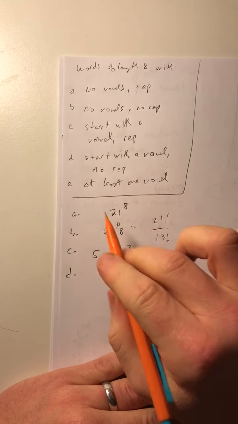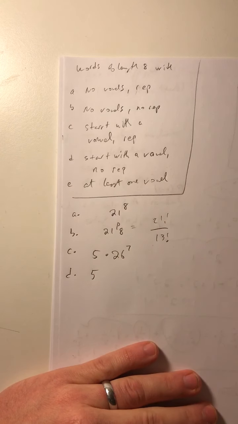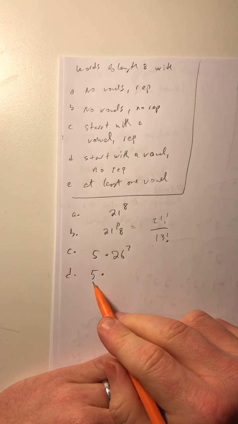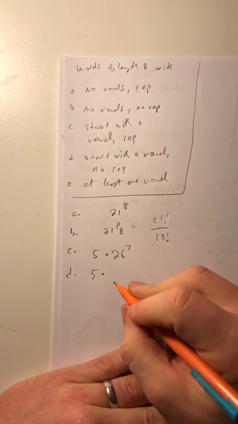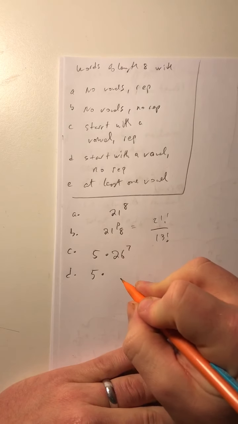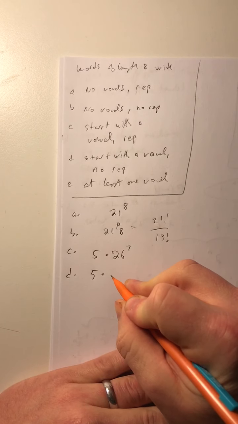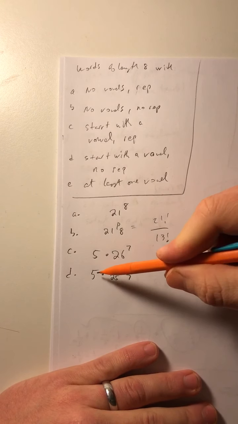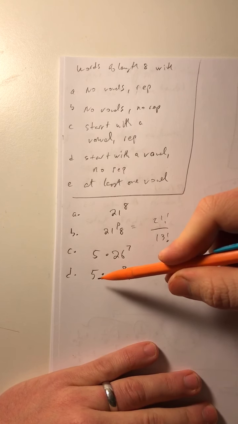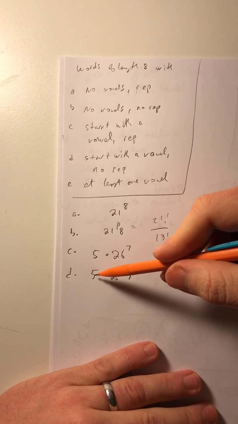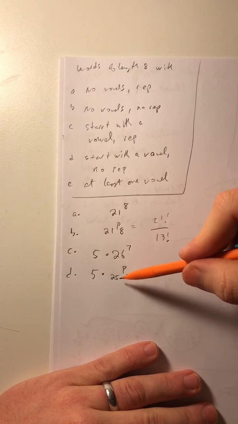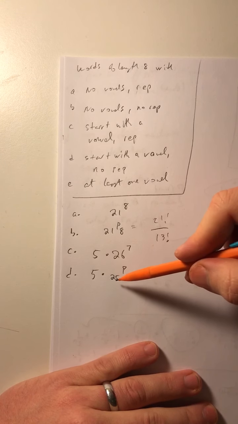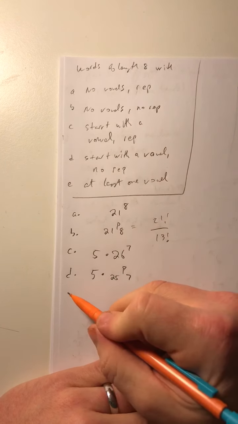Okay. So how many words start with a vowel if I don't allow repetition? I have 5 choices for that initial vowel. Once I've used that vowel, I can't use it again. So for the next letter, I have 25 choices. So I'm going to have 25P7. Okay, so I use one vowel initially. I have 5 choices for which vowel I'm going to use for the first letter. And then after that, I'm going to do 7 more letters with the 25 remaining and without replacement.